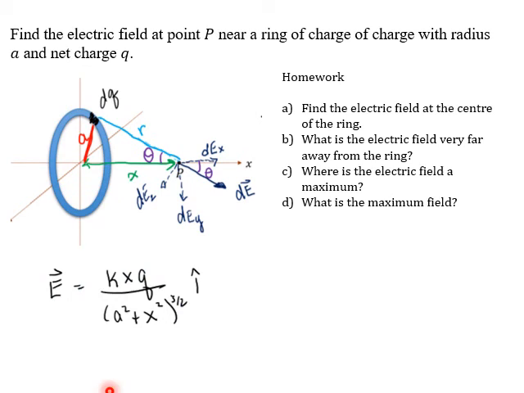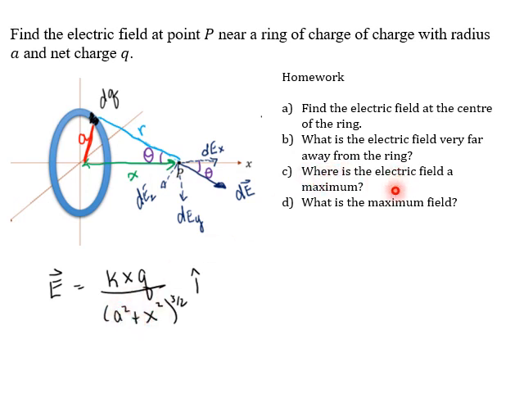For a homework question, I'll give you some hints on how to get started and post the answers. Part A, find the electric field at the center of the ring. That's where x equals 0. So just plug in x equals 0. Part B, what is the electric field if we're very far away from the ring, but still on the x-axis? So for this part, you have to do an approximation. If x is really, really big, it means that a squared plus x squared is about equal to x squared. You can ignore the a squared term. So put that in your expression and see what you get for E.